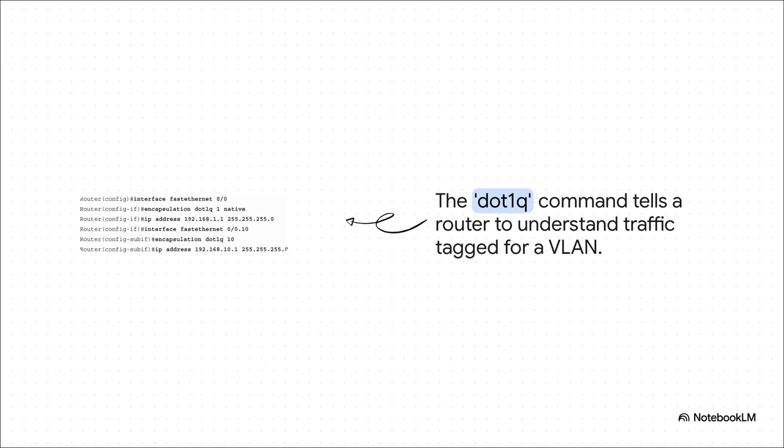But wait a minute, what if you do need the sales team to talk to the marketing team sometimes? For that, you need a router to act as a go-between. Now, don't get hung up on the code you see here. The only part that really matters is that .1Q bit. That command is basically you telling the router, hey, I need you to understand the language of VLAN 10. This is what builds the gateway, letting you control exactly what traffic is allowed to cross between your otherwise isolated networks.